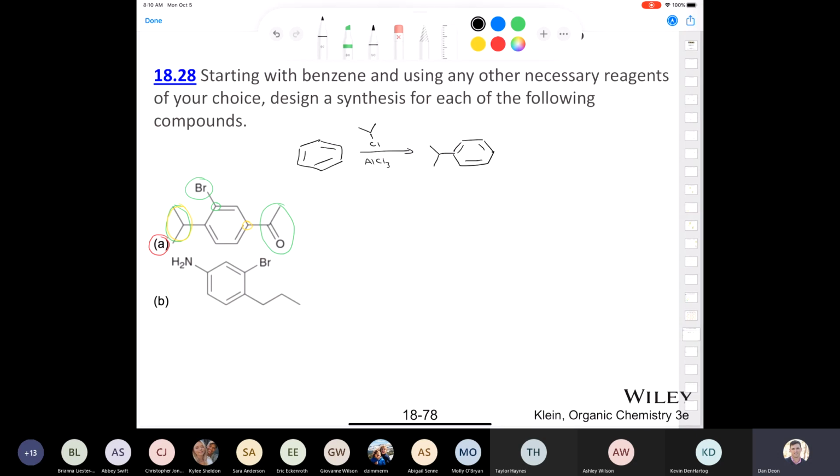Now we can think about installing that acyl group. And for that, we're going to use Friedel-Crafts acylation. So we're going to need this molecule, which is called acetyl chloride.